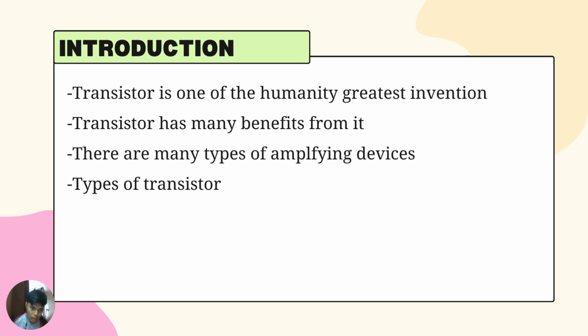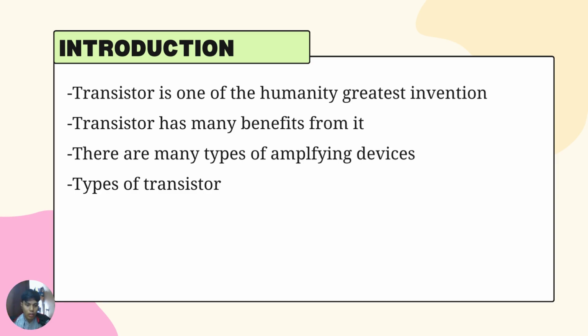After that, the transistor has many benefits. As you can see, it can act as a switch, amplifier device, power regulator, controller, integrated circuit, and also microprocessor. And there are many types of amplifying devices. As you know, it can act as an audio amplifier, voltage amplifier, power amplifier, and so on.